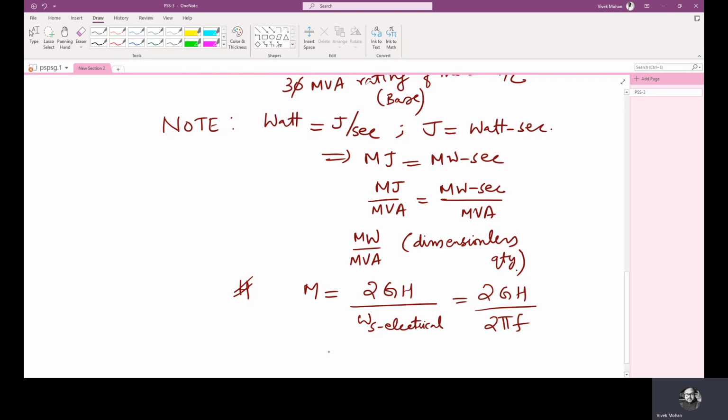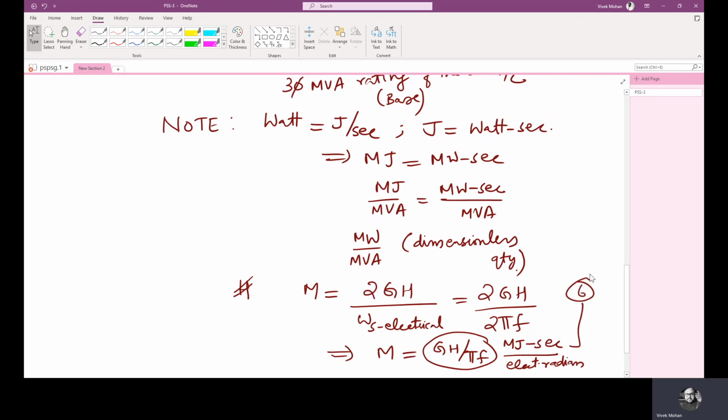Now how will you get M from here? M equals GH by pi f. So now we have represented moment of inertia in terms of electrical frequency, and now the unit is megajoules second per electrical radian. This can be equation 6.